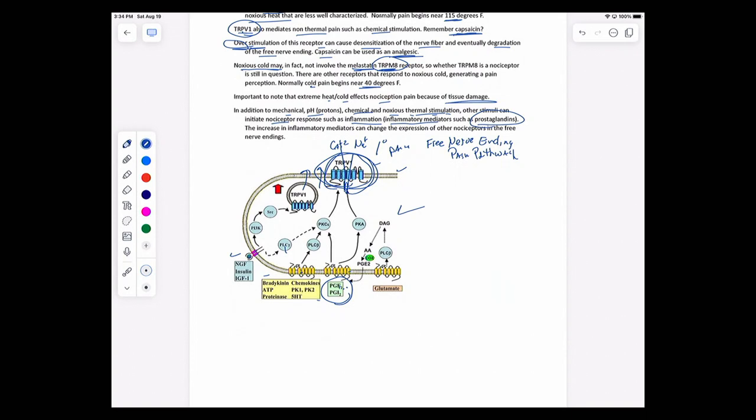So what's happening here is the prostaglandins play a key role in pain. So if you want to address pain, and if the pain is originating from an inflammation, then one of the common drugs you give are going to be NSAIDs.